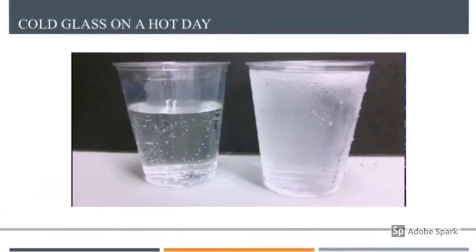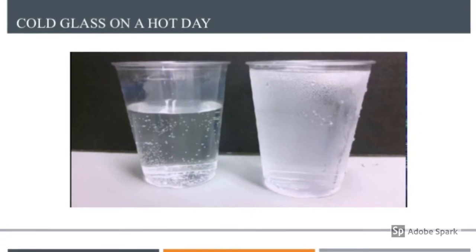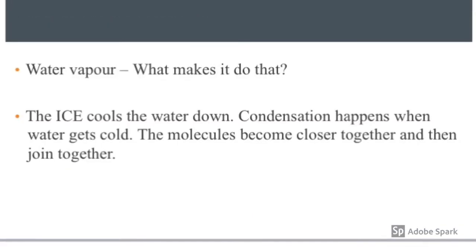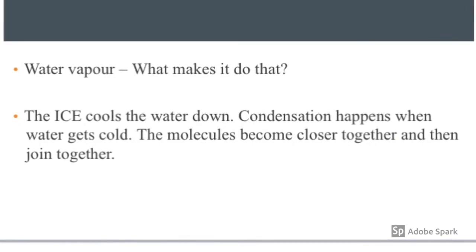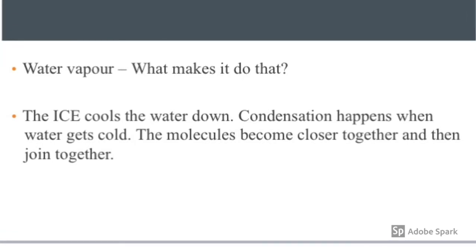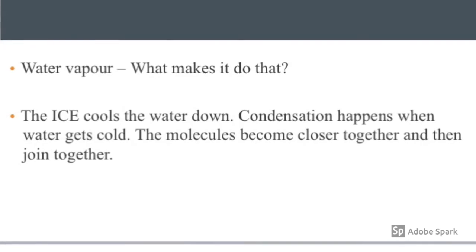Have a look at this glass. On a hot day, the glass has ice in it. What can you see has happened to the glass? Water vapour. What makes the glass have that wet effect on the outside of it? That's because the ice cools the water down. Condensation happens when water gets cold. The molecules become closer together and then join together.